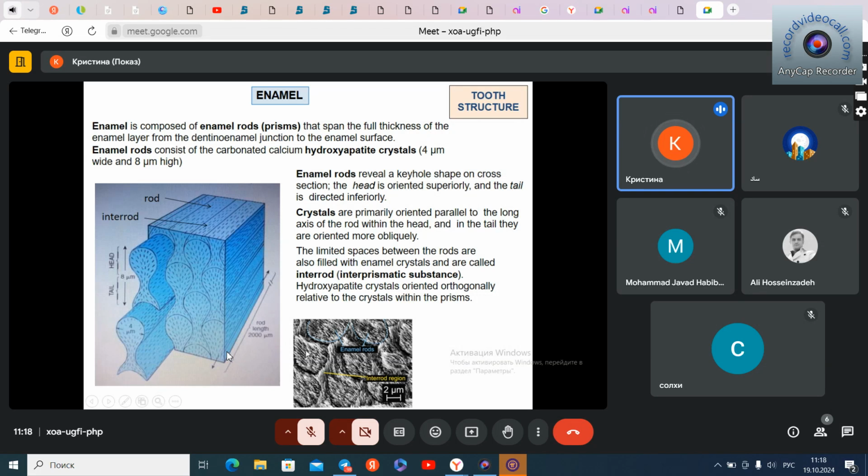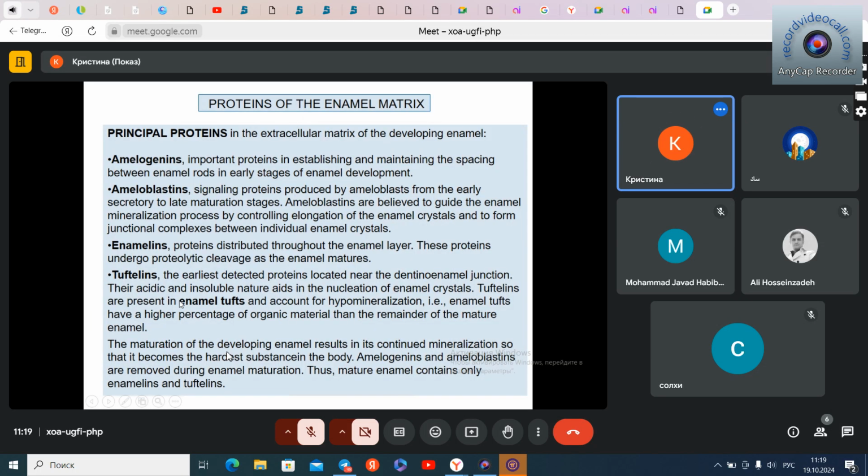These crystals can be seen in this scanning electron microscopy picture. So every small elongated structure is one hydroxyapatite crystal. So these crystals make both enamel rods and the inter-rod regions, which correspond to the tails of the adjacent rods.